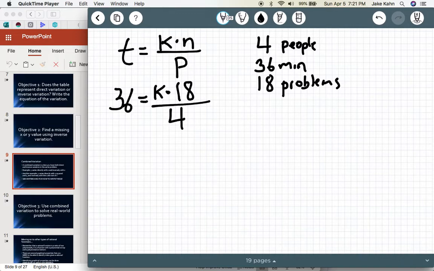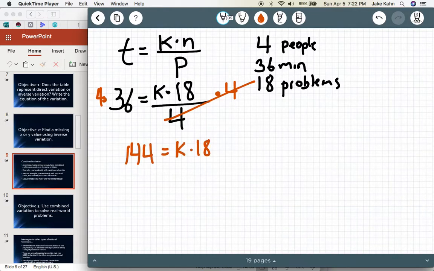All right, so how do we solve for K here? First, we're going to multiply by 4 on both sides of the equation. What that's going to do is cancel out the 4 on the bottom. 4 times 36 is 144. And then to solve for k, we're going to divide 144 by 18. So k is equal to 144 divided by 18, which is 8. Our constant of variation is 8 for this problem.